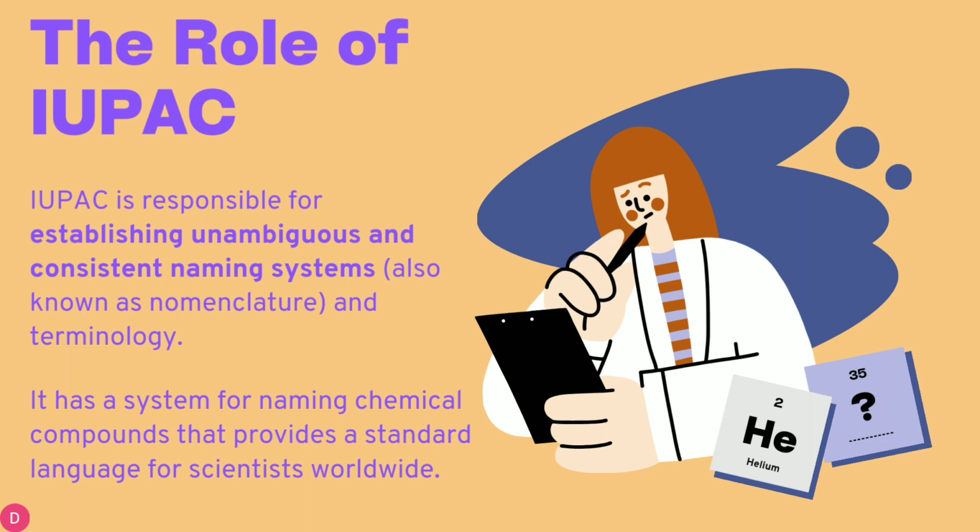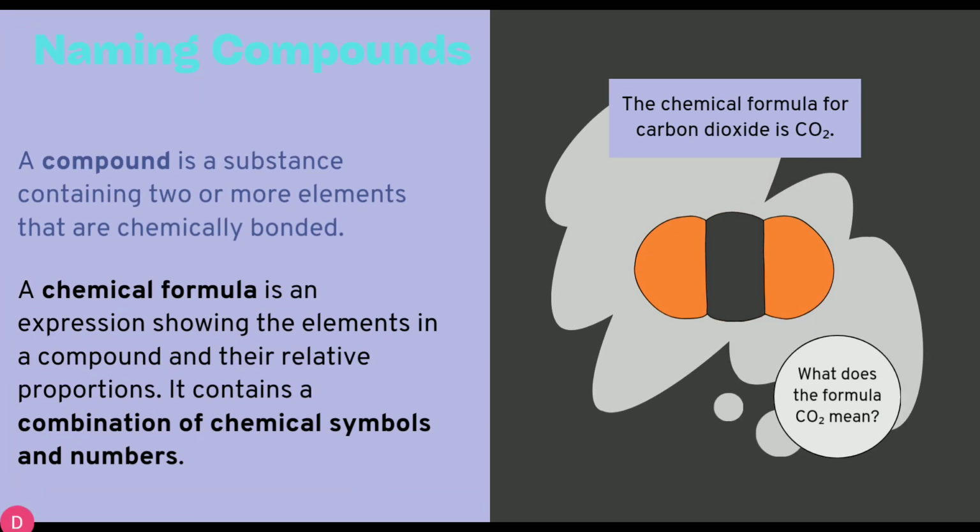IUPAC is responsible for establishing an unambiguous and consistent naming system, also known as nomenclature and terminology. It has a system for naming chemical compounds that provides a standard language for scientists worldwide.